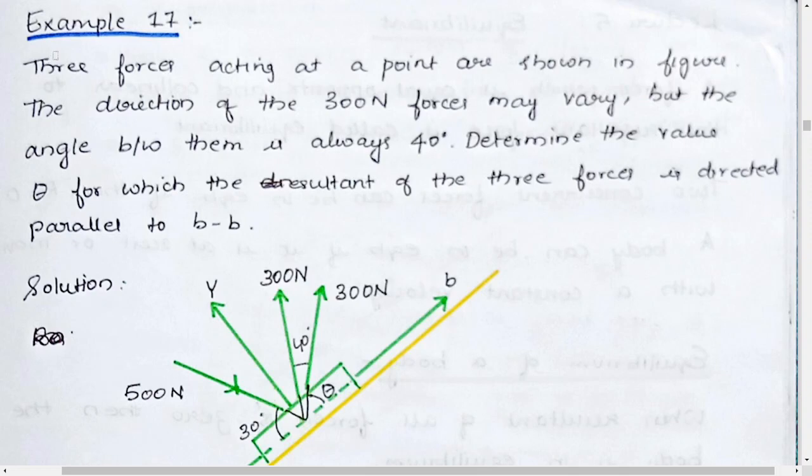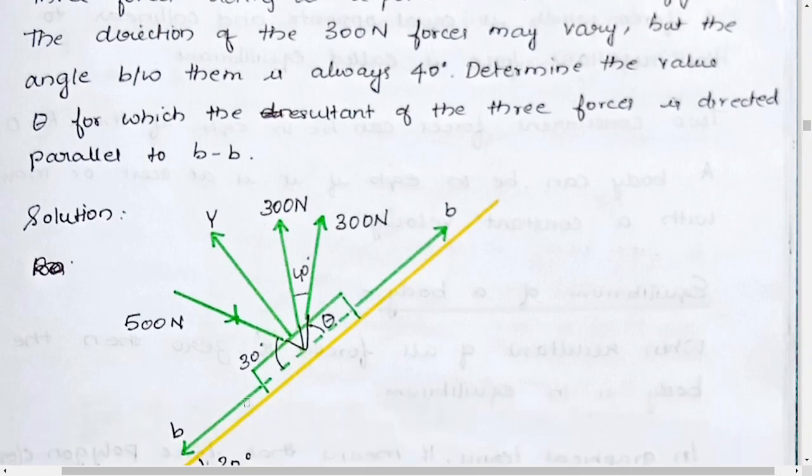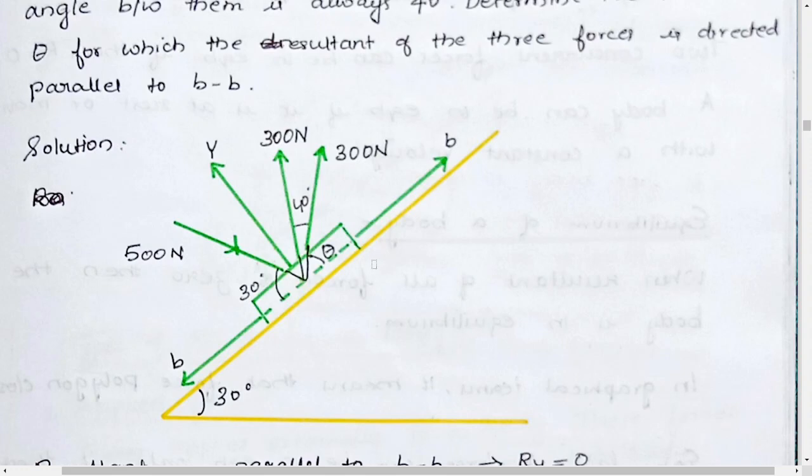So here we have an example number 11. The three forces acting at a point are shown in figure. This is our figure. I'll just scroll down. So what are the three forces? This 300 Newton force, then this 300 Newton force, then this 500 Newton force. This y is not a force, it's just the axis, and here we have another axis. And here we are given 30 degree. This is our theta.